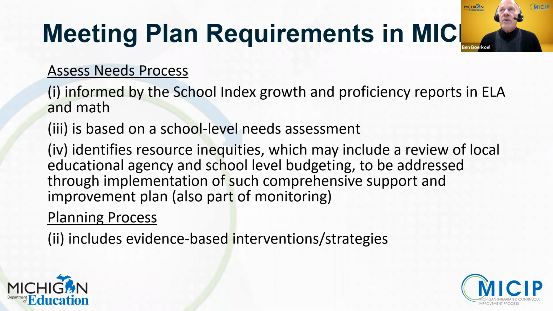So in terms of the plan requirements in MICIP, on this slide, you see the ESSA requirements, so the federal requirements. And 3 of those are primarily addressed in the context of the assess needs process. So the first one talks about the process having to be informed by the school index growth and proficiency reports in ELA and math. It has to be based on a school level needs assessment. Again, that's in the context of the district, but it's really focused on the school level needs assessment. And it has to identify any potential resource inequities.